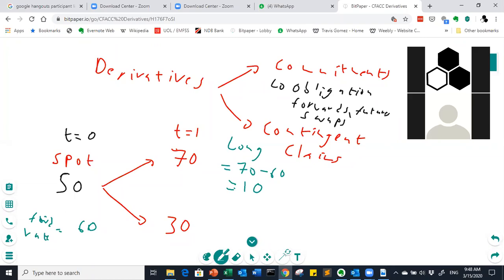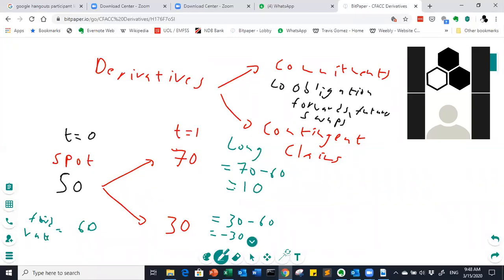Instead, if the oil had fallen to 30, unfortunately, if you had not gone for the derivative, you could have bought this at 30. But because you entered into this forward arrangement, you're still compelled to buy this oil by paying that 60. So therefore, you get 30 minus 60. So you get a loss of 30.